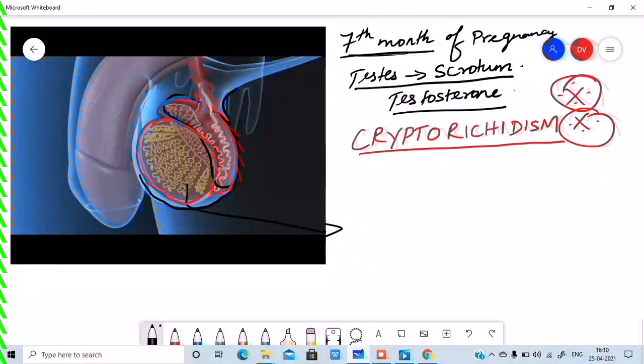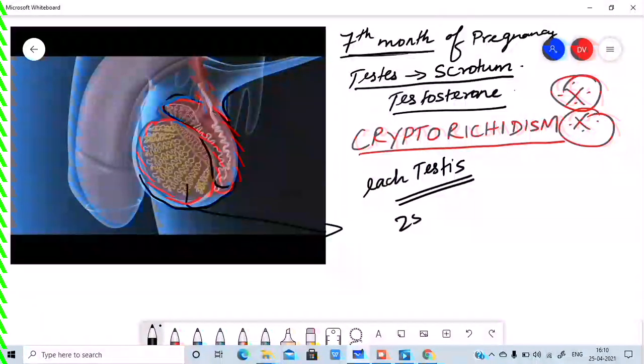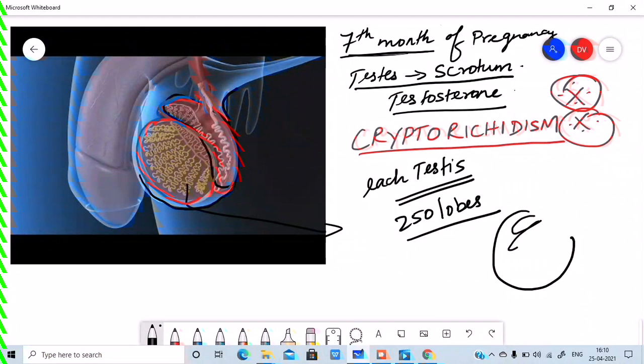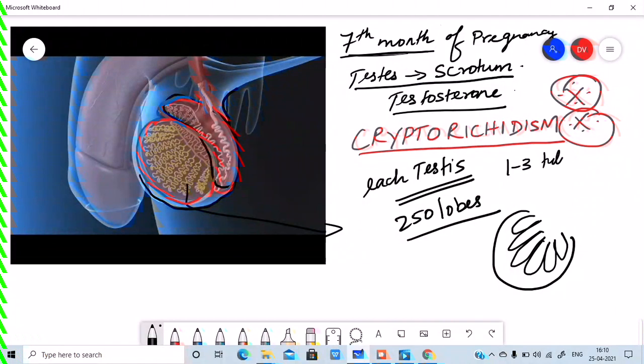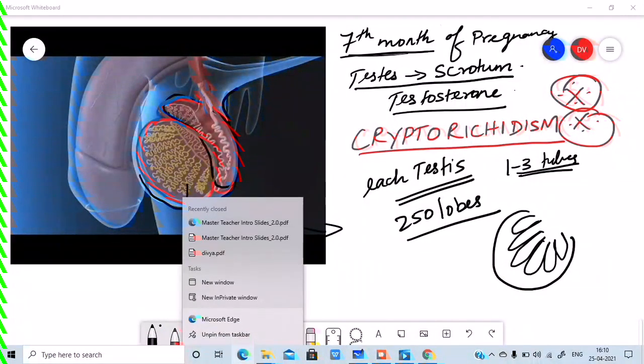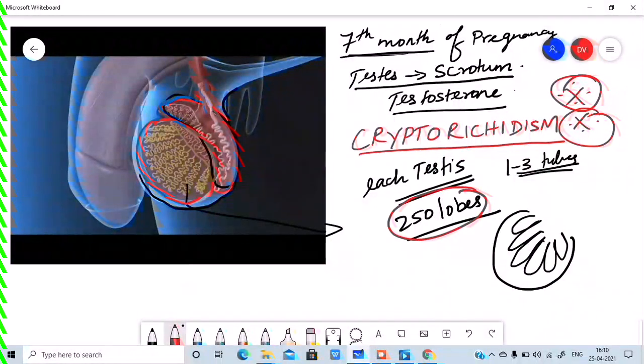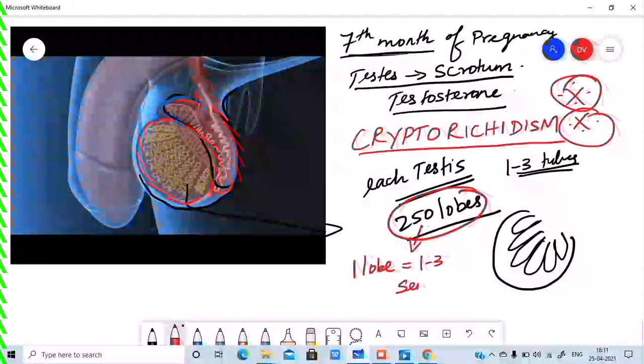Now look at the testis, guys. I told you that there is a pair of testis, and each testis has around 250 lobes. What do you mean by the lobes? If you take this as the testis, there will be lobes like this, different compartments like this. There will be 250 lobes, and each lobe has a coiled tube like structure. Each lobe will have around 1 to 3 coiled tubules. That tube is known as a seminiferous tubule. How many lobes does each testis have? 250, and each lobe will have around 1 to 3 seminiferous tubules.